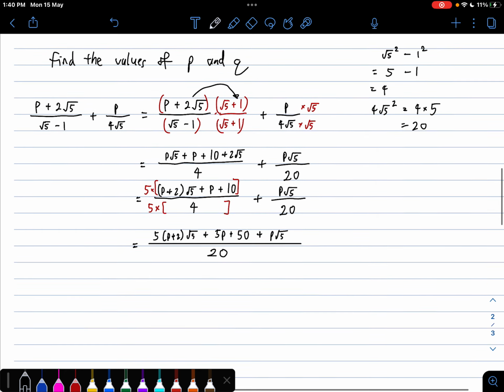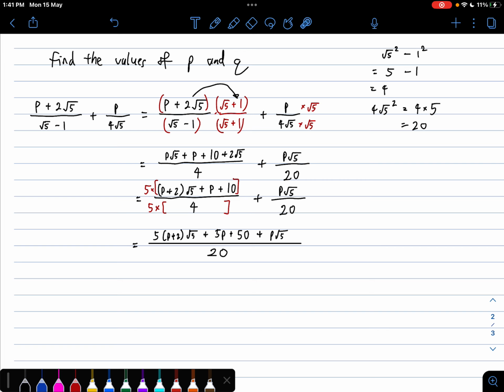Very good. Okay, anything else we can simplify? Yes, there's a root 5, so we can again factorize out the root 5. You end up with this plus this. So it's 5p plus 2 plus a p bracket times a root 5 plus 5p plus 50 all over 20.